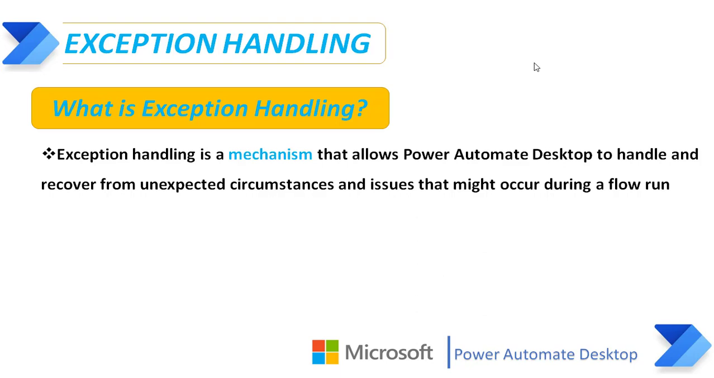That means Power Automate desktop has a mechanism to handle the errors or issues that will occur while automating a business process. By the end of this module, you will learn about exception handling, how it can be used, and how to apply exception handling on actions or on an already automated flow to prevent crashes.